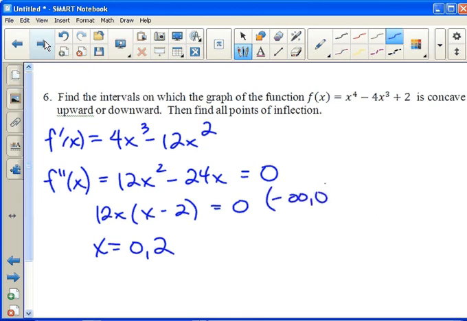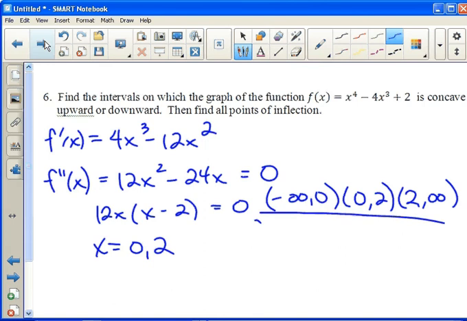And here we're plugging test points in the second derivative. So again, you can plug it in here or here. I'll use the second one. If I plug in negative 1, I get negative times negative, which is positive. If I plug in positive 1, I get positive times negative. Plug in 3, I get positive, positive.